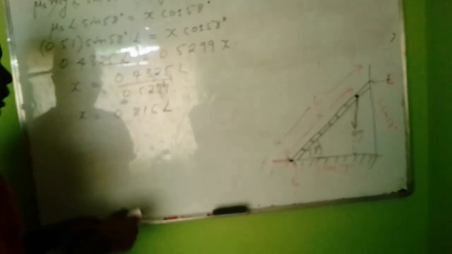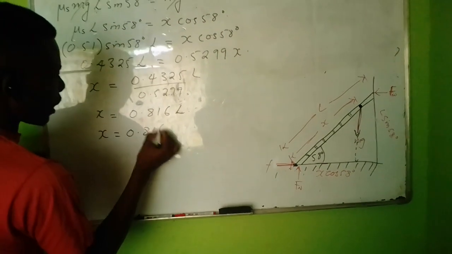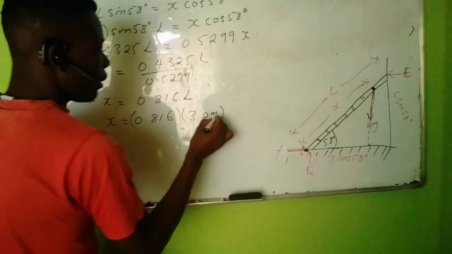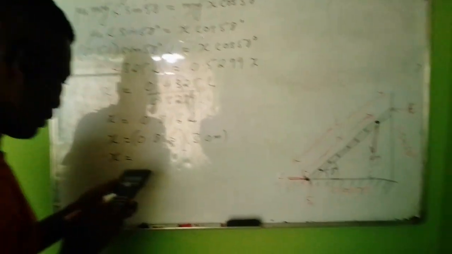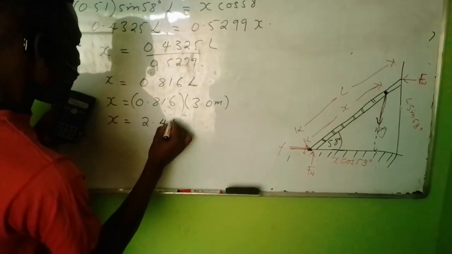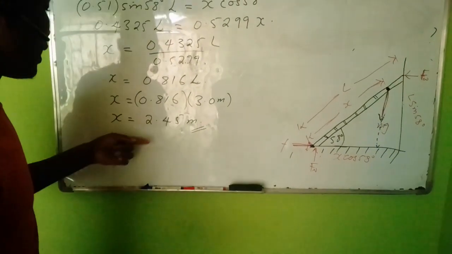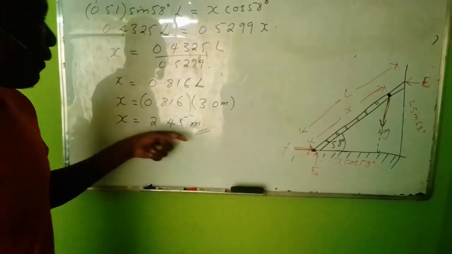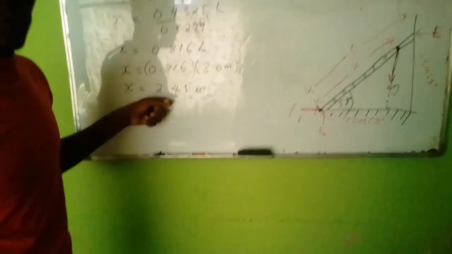Now, what is that length? Okay, what is that distance? So we just substitute. We know we've been given the length of the ladder is actually 3.0 meters. So let's get to know the distance which this guy is going to climb, which gives me 2.45 meters. Okay. So this tells me that when he reaches 2.45 meters, this ladder is going to begin slipping. Then it's not going to be safe at that point for this painter.